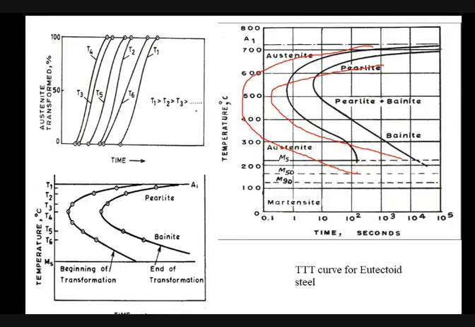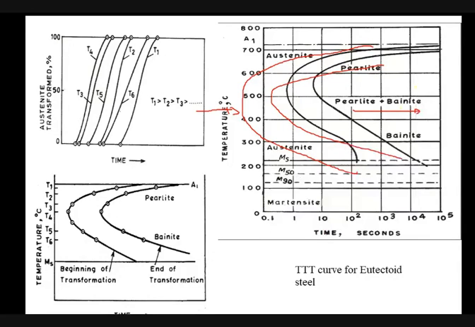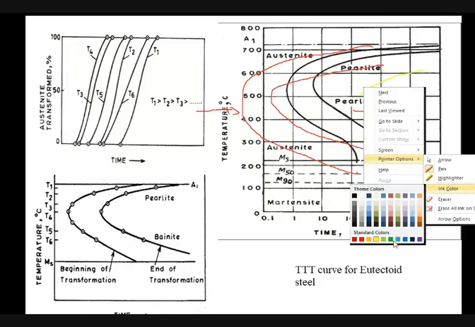So what to do? We need to push this nose of the C curve to the right side. You cannot push it by using your hand. So we need to add certain alloying elements. By addition of alloying elements, the nose of the C curve shifts to the right side. Imagine that by addition of alloying elements, I will change the color. Let's take this.